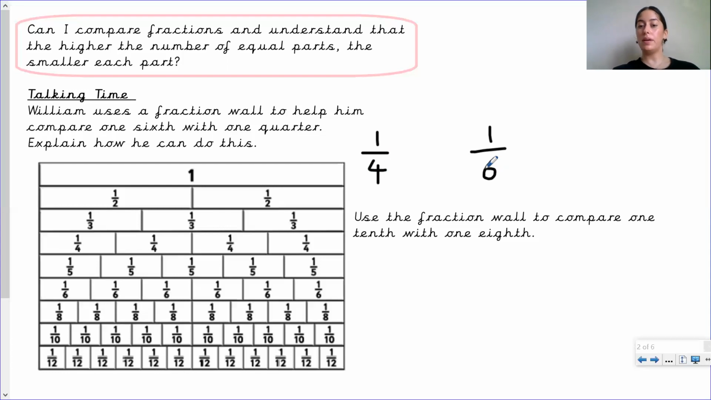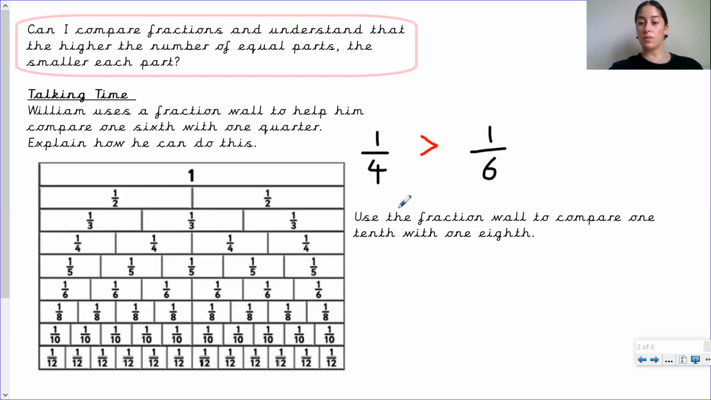Which one of our bigger than, less than, or equal to signs should I put in between? Well, I know that 1/6 is smaller because the higher the denominator, the smaller the number of equal parts. So I know that 1/4 is bigger, and therefore I use this sign. 1/4 is bigger than or larger than 1/6. Now pause the video again.